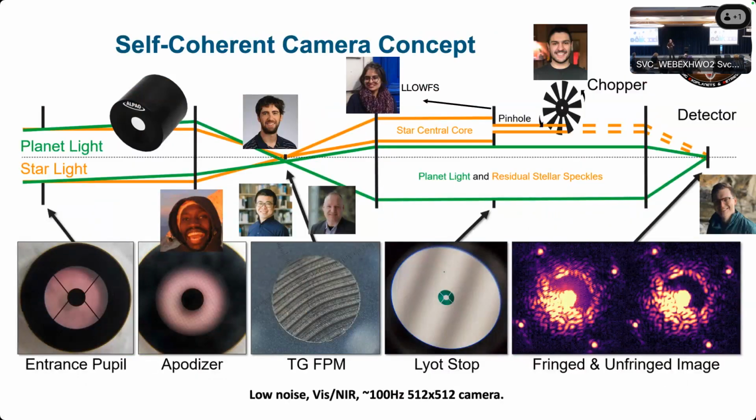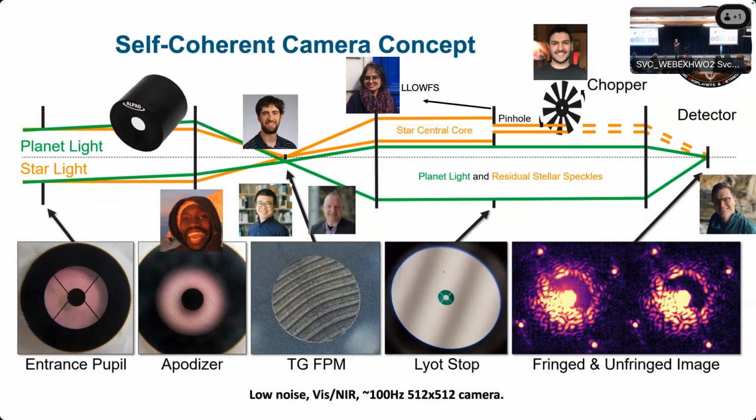So what are we presenting here? What are we doing for high contrast imaging? We're using what's called a self-coherent camera. It's basically a way to build a Young's slit experiment with a star. So you start with an entrance pupil. We have an apodizer, like an APLC coronagraph. We have a focal plane mask in the middle. And we also then have a Lyot stop.